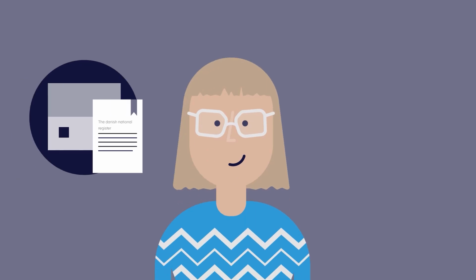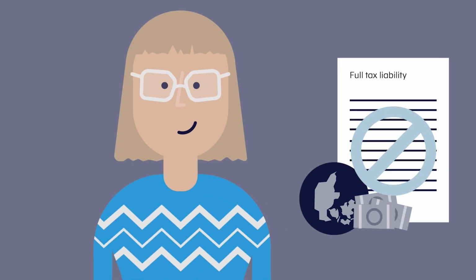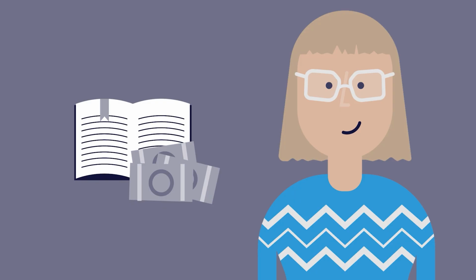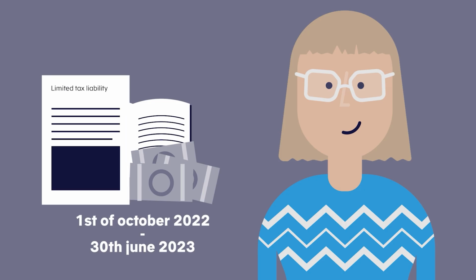If you were registered in the Danish National Register on the 1st of August 2022, for example, and you were away from Denmark on holiday for 35 days in total, you wouldn't have full tax liability in Denmark until the 5th of September 2023. For example, if you received SU, a student grant, or worked in Denmark from the 1st of October 2022 to the 30th of June 2023, you would be subject to limited tax liability in Denmark on this income during the period.